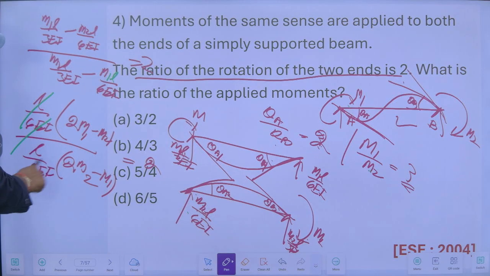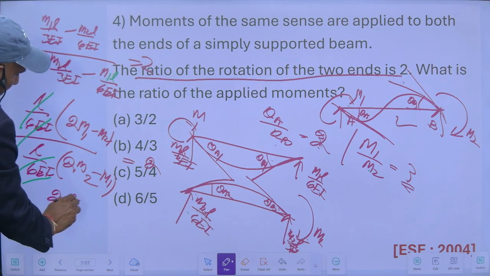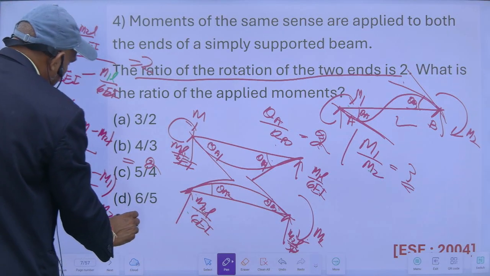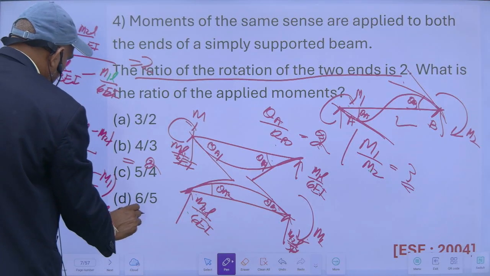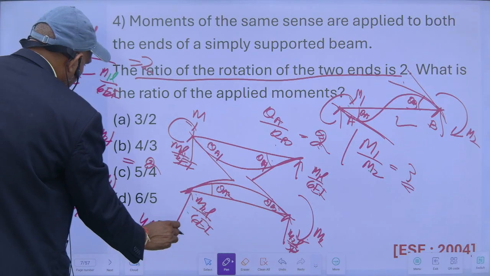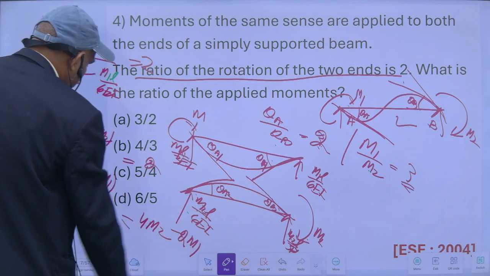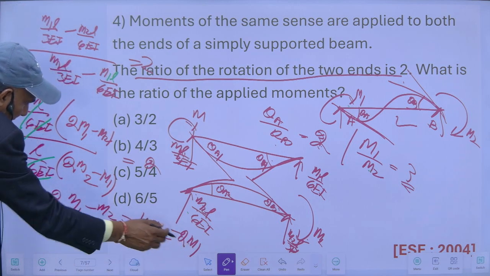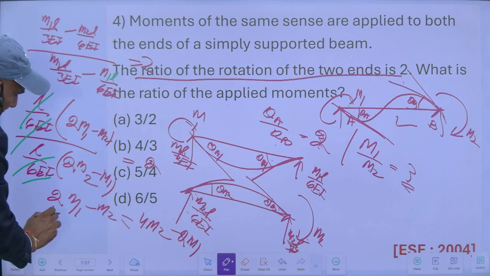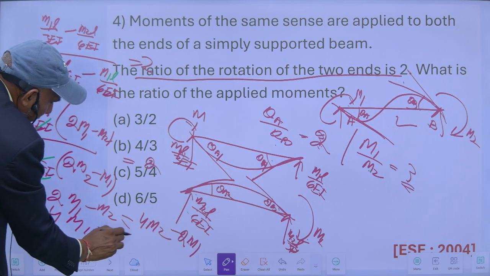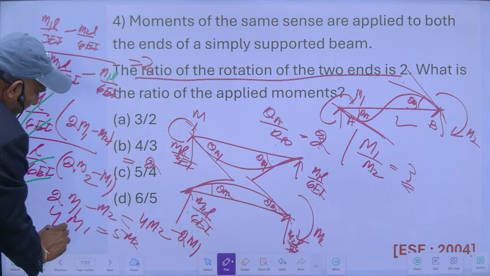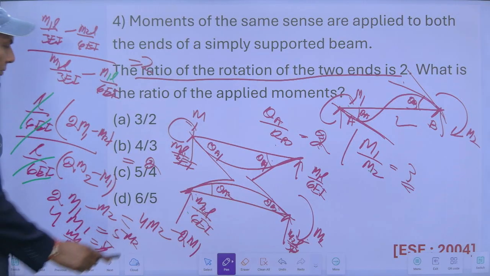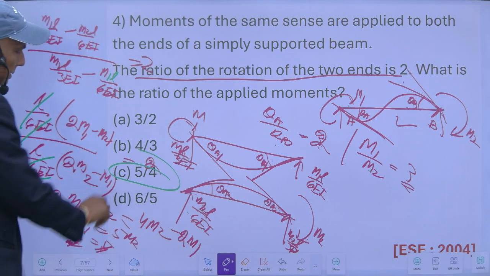So it will be 2M1 minus M2 is equal to 2 times this, which will be 4M2 minus 2M1. If I take this towards the left side, it will be 4M1 is equal to 5M2, meaning M1 upon M2 is equal to 5 by 4. So this will be the answer.